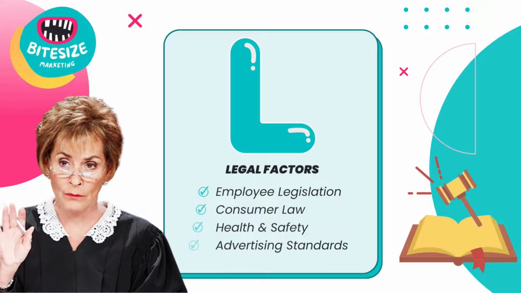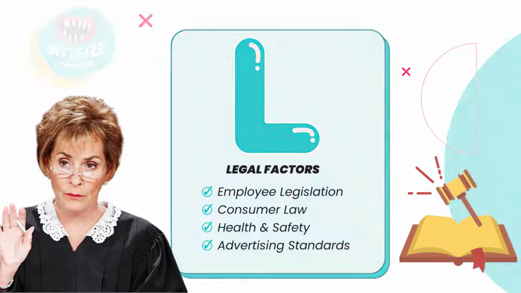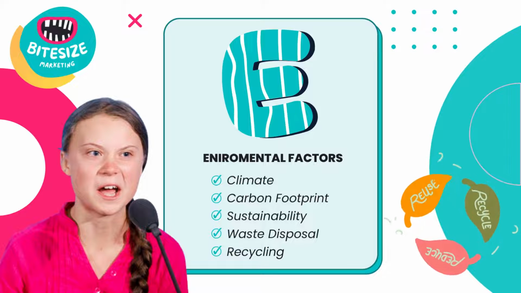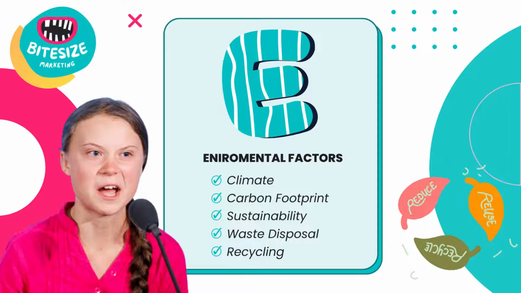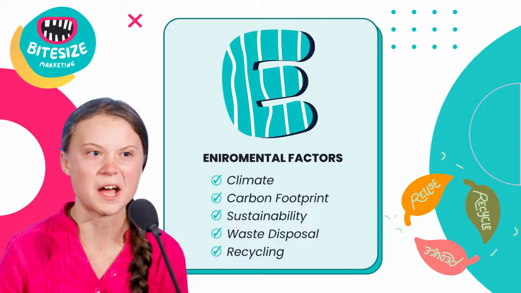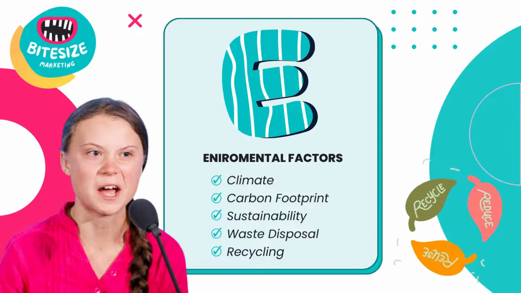Legal factors. Unless you're running an illegal enterprise, you probably should understand what is legal and allowed within the territory in which you operate, as well as any changes in legislation that might impact the rules. This includes things like employee legislation, consumer law, health and safety, and advertising standards. Environmental factors. Corporate responsibility and recognition of climate change is becoming more central and will continue to grow in the coming years. Factors to consider include the climate, carbon footprint, sustainability, recycling, and more ethical practice.